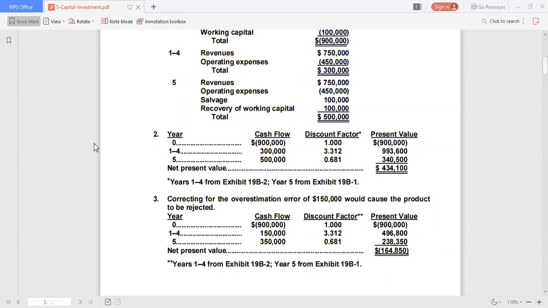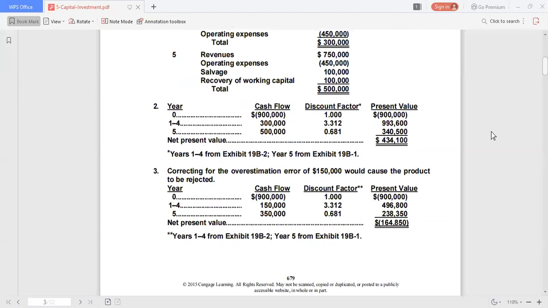Now the discount factor is taken by multiplying 350,000. The discount factor is the present value of 1 at the end of 5 years, so only 1 year is involved. So the net present value in requirement number 3 is negative. In other words, you are not going to accept the investment proposal because it will give a negative NPV.